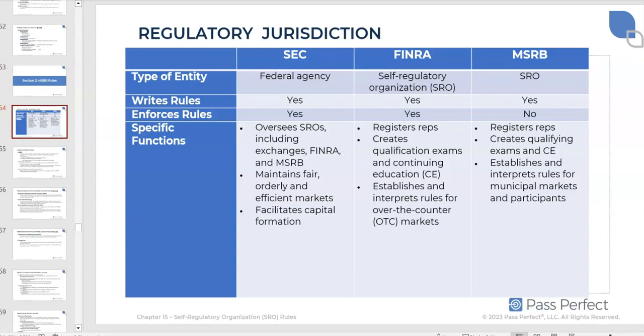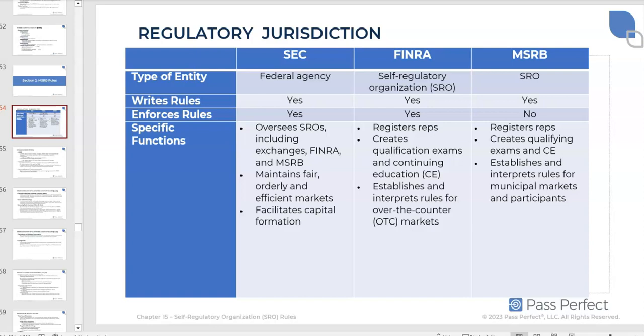So the SEC, remember, is a federal agency. It's actually part of the government, writes and enforces its rules, and basically everyone and everything in the industry reports to the SEC. That includes the self-regulatory organizations, FINRA and MSRB. The idea of the SEC was a federal body, a federal agency which had force of law and can oversee the entire securities industry.